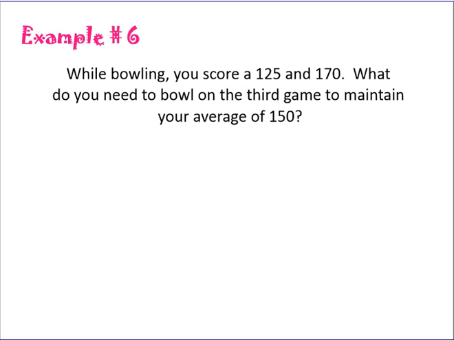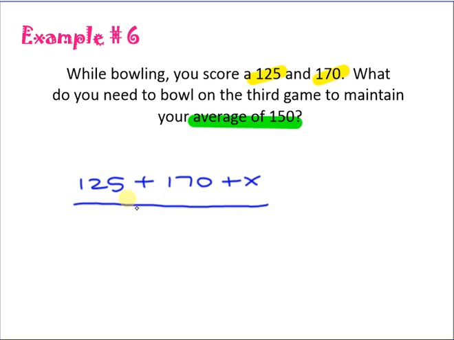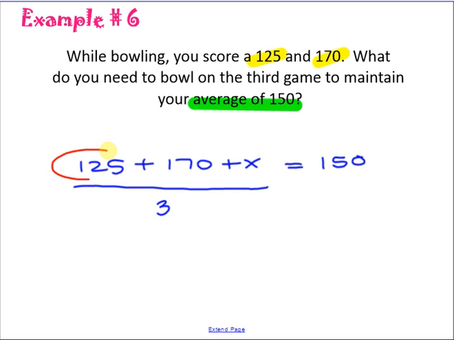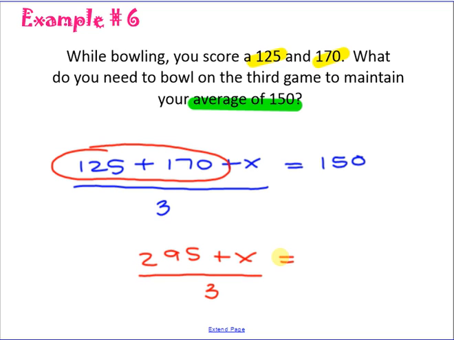All right, so let's highlight our given values here. So we have a 125 and a 170. Then it's saying our average or our mean is a 150. So let's go ahead and add up our two numbers, 125 plus 170 plus x. We're going to divide by the total number of terms, 1, 2, 3, and set it equal to the mean, which is 150. We're going to simplify our numerator. So 125 plus 170, that's going to equal 295 plus x divided by 3 equals 150.